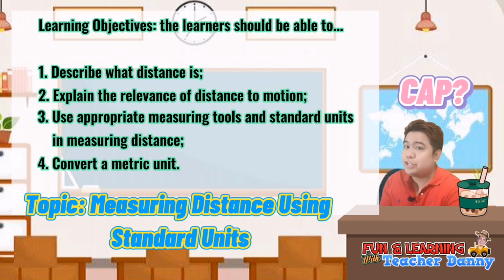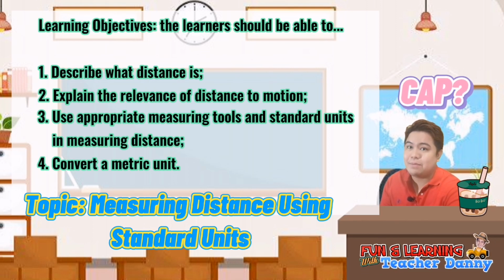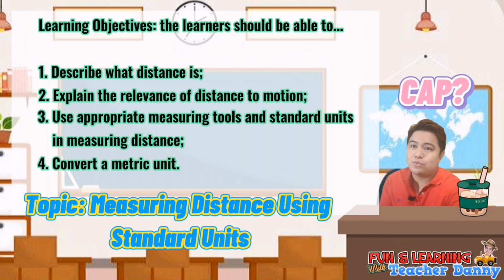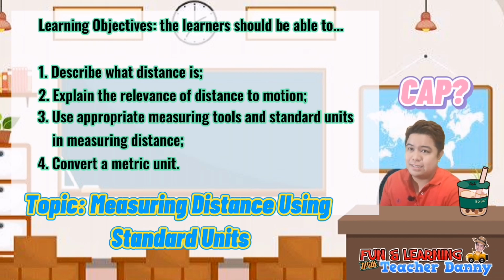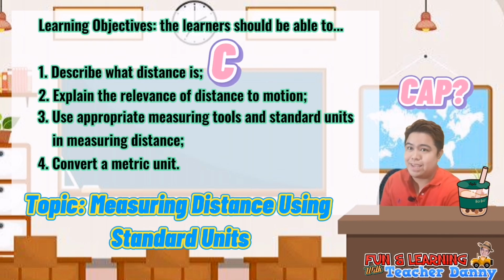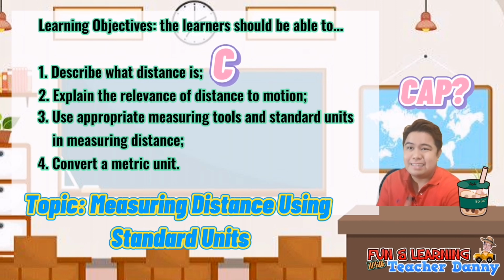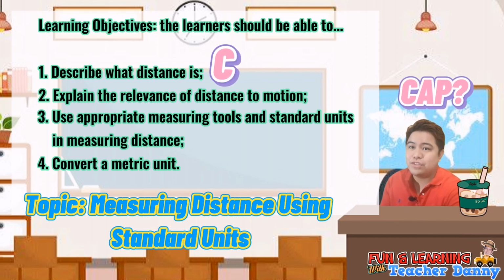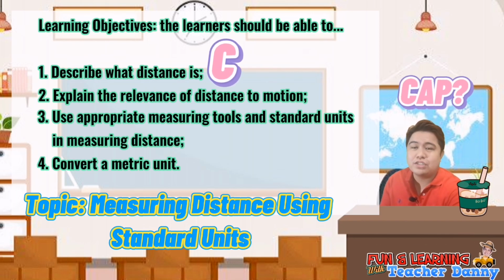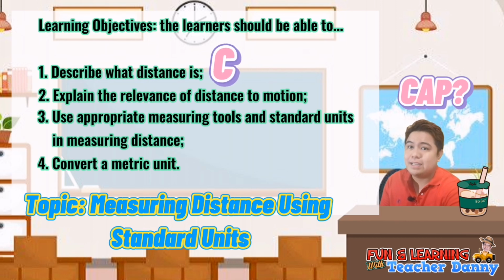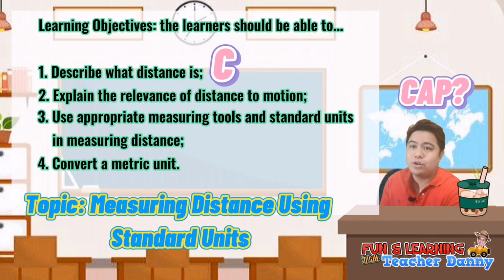Now let's try to figure out our CAP. Let's go first with the first one. Describing distance is a cognitive domain since we are identifying all concepts related to distance in order to describe it. Next is to explain the relevance of distance to motion, and here, the children will determine the significance of the element to the main idea, which is determining proof whether there is motion or not.